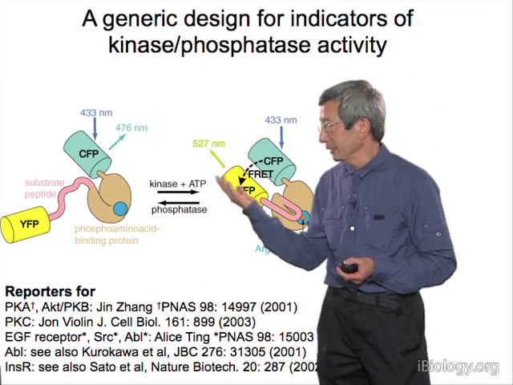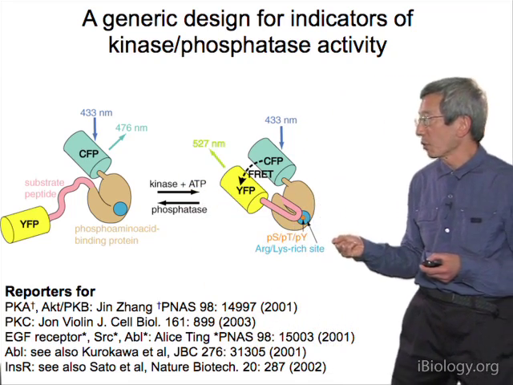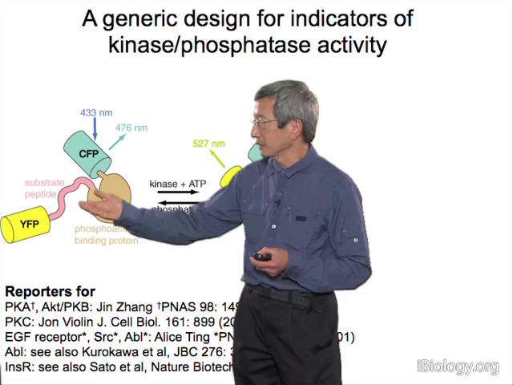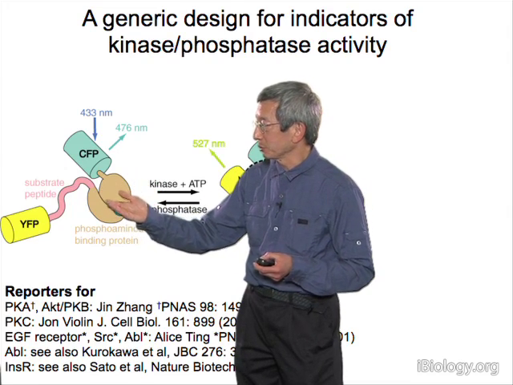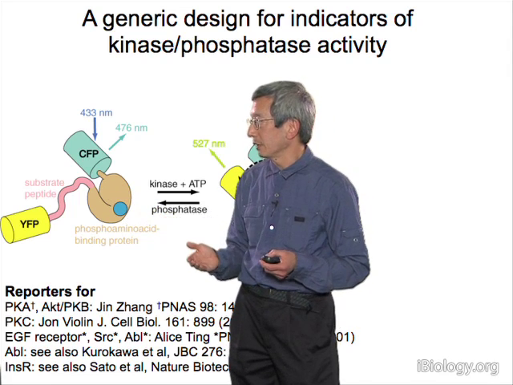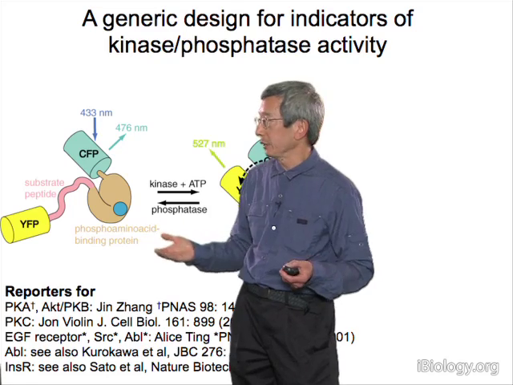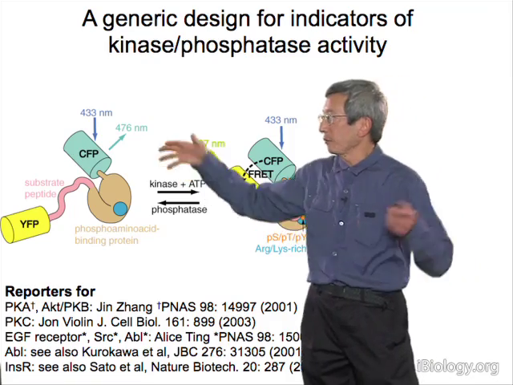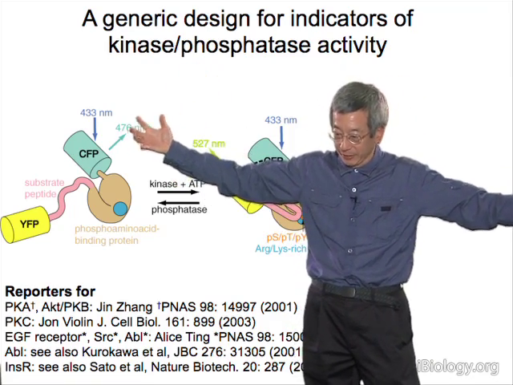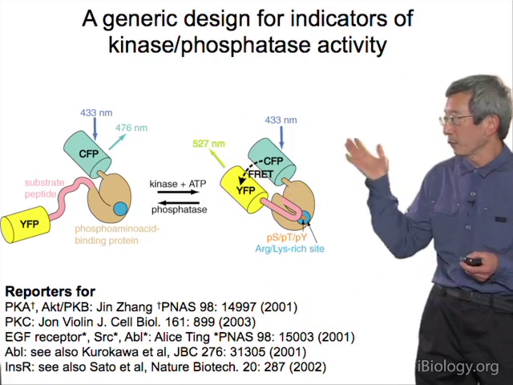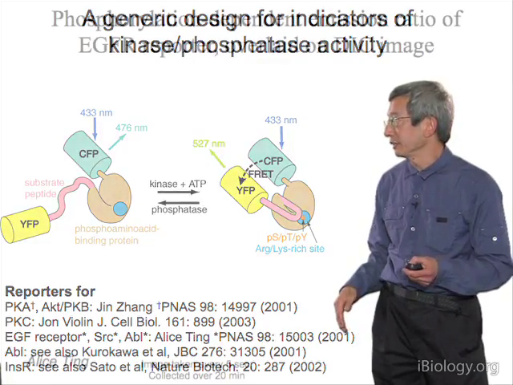And this is the kinase phosphatase reporter, again using the substrate that gets phosphorylated, and then that substrate, if phosphorylated, binds intramolecularly to the phosphoserine, phosphothreonine, or phosphotyrosine binding site, and the CFP and YFP that are attached on either end of this internal construct then change their FRET, if we have arranged the engineering correctly.